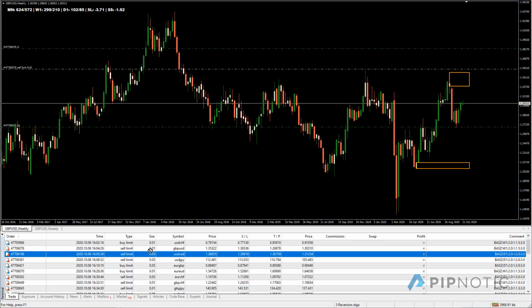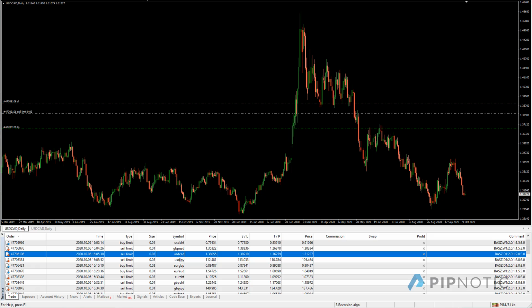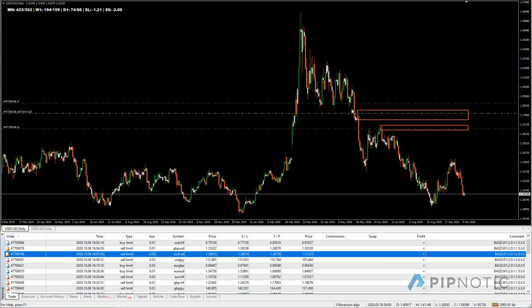Then we have the American dollar, Canadian dollar, and this is a daily area. So we'll just go like this. I'll zoom out and then click onto the daily chart. And you can see that we have this area here, which I like. I like the price left. We moved sideways for a little while and then we left.